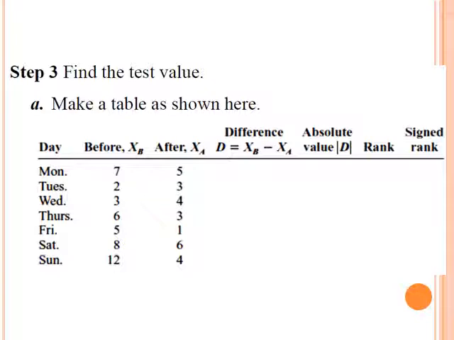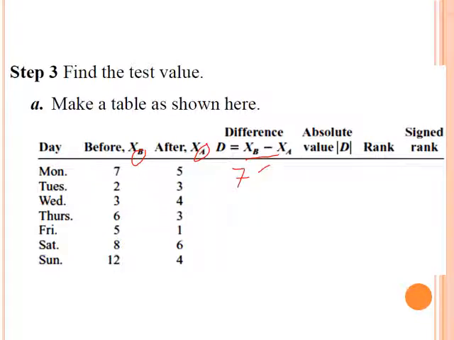The first one that we will make is a table like this. We already have the before values for 7 days and the after values for 7 days. In the first column, we will get the difference between XP, noted for the before values, and XA, noted for the after values. We will get the difference, XP minus XA.